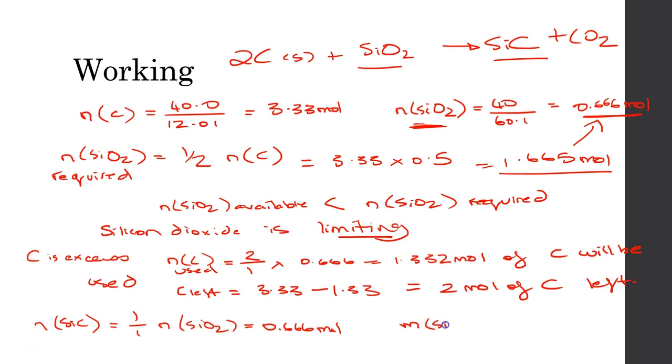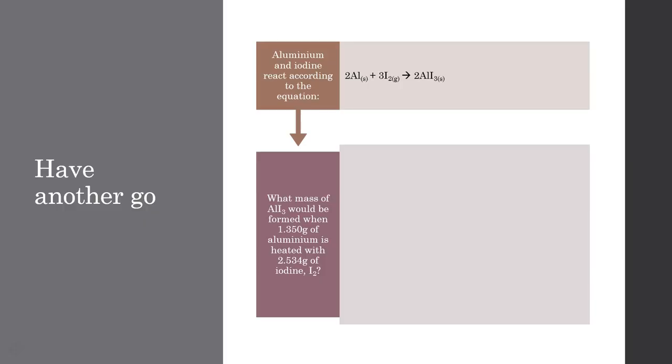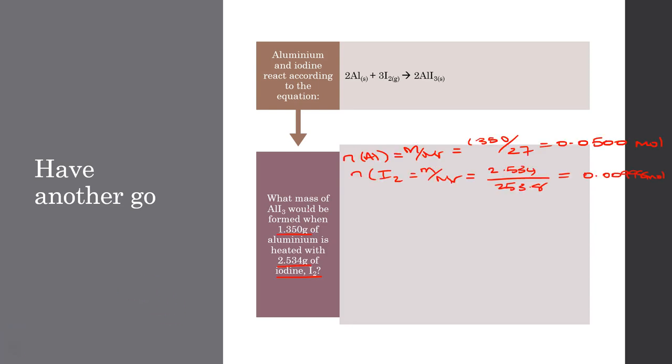So the mass of silicon carbide is going to equal mole multiplied by molar mass. So I'm going to have 0.666 multiplied by the molar mass of silicon carbide, which is going to be 40.1, silicon plus carbon, and I get 26.7 grams of silicon carbide being produced. Hopefully you got that answer as well. I've got another question for us to have a go at. So I recommend this time you pause, have a go yourself, and then come back and see the answer.